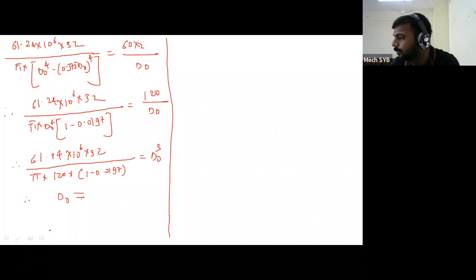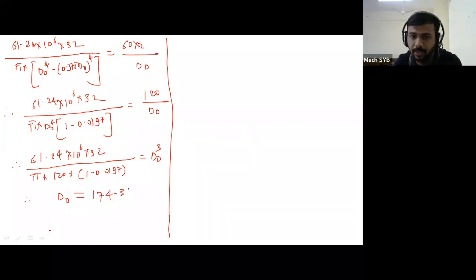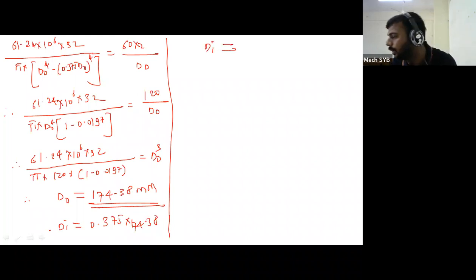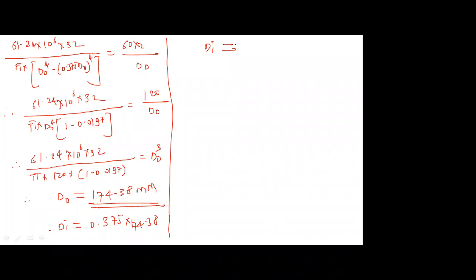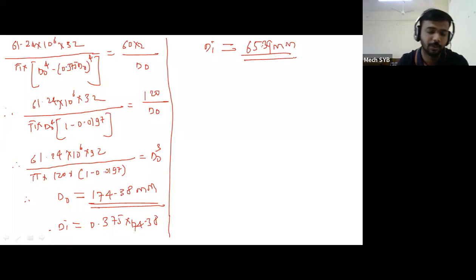Tell me the answer. 174.38. Correct. 174.38 mm. This is the correct answer. And what is the Di? 0.375 into 174.38. Therefore, Di is equal to how much? 65.402. 65.39, or 40. This is based on shear stress.